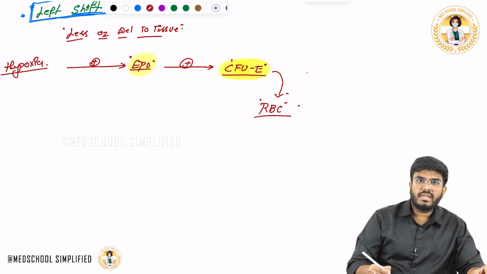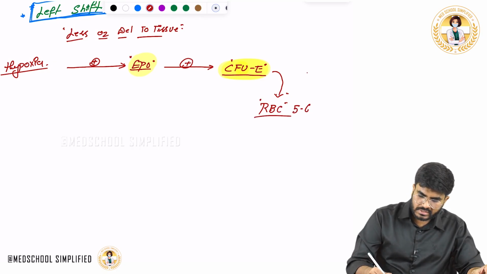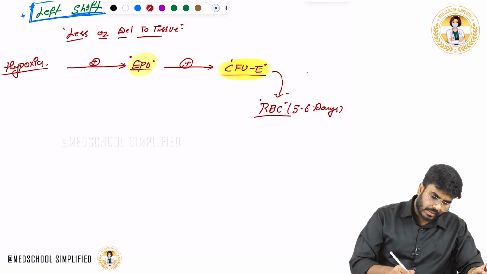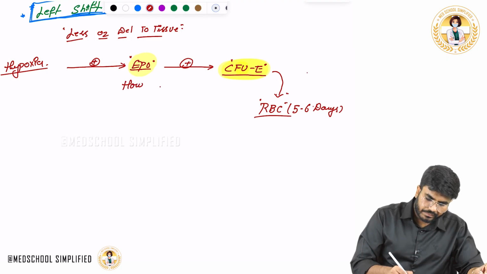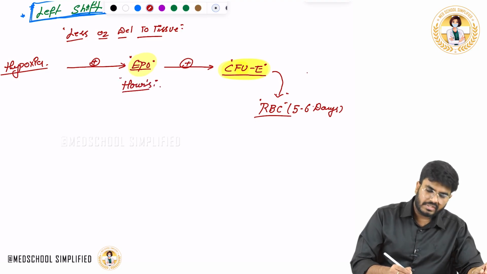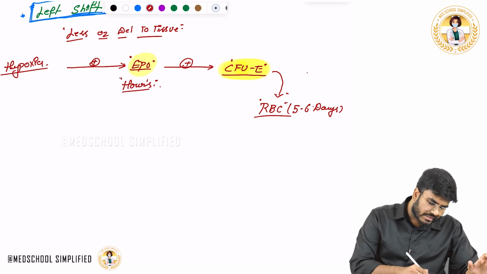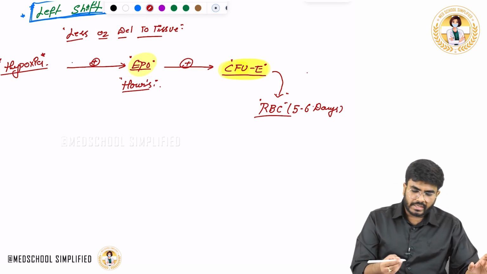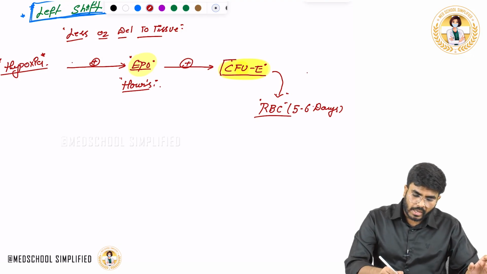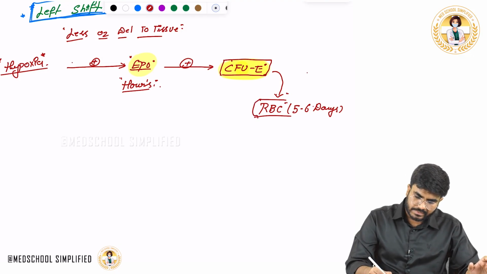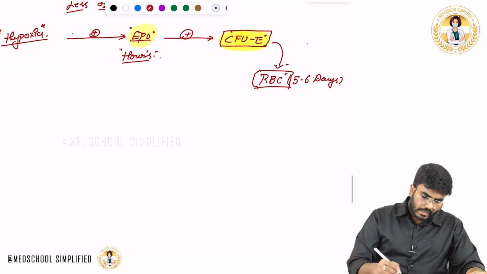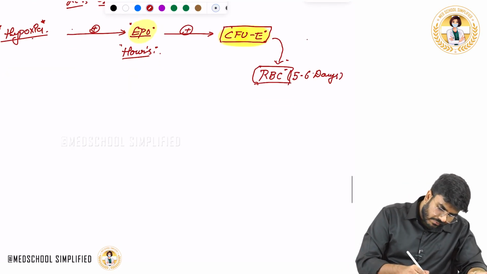From this erythroid colony forming unit, you will have the RBCs. This RBC production takes days, 5 to 6 days, even a week. So it's not going to be an immediate thing. The production of erythropoietin is an immediate thing. It happens in hours, within just 2 or 3 hours. Whenever there is hypoxia in your body, immediately erythropoietin is going to be produced, but the production of RBCs takes days.